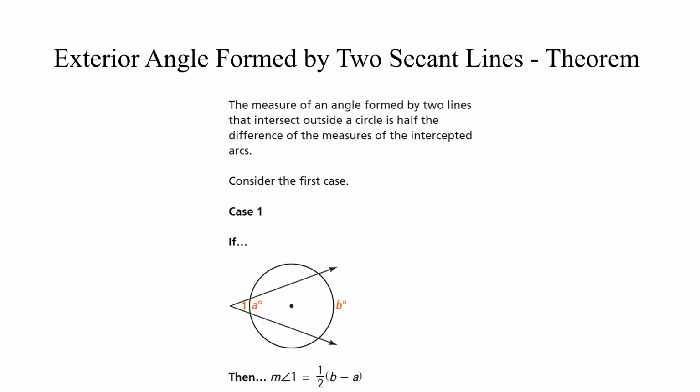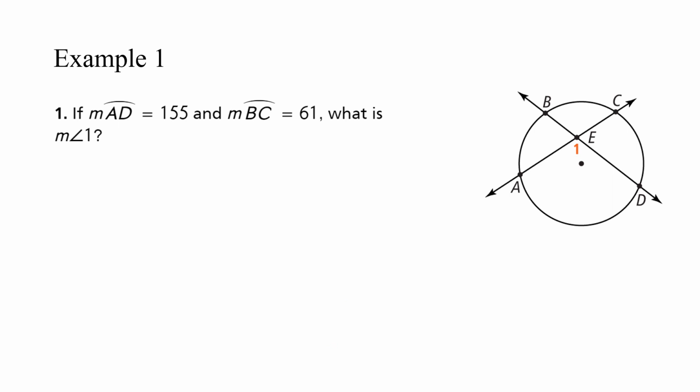For example, here I have angle 1, and the two secant lines are intersecting outside of the circle. Now notice that the equation is going to change slightly. You still need to know what this arc is, arc B. You still need to know what this arc is, arc A, but instead of adding them together, you're going to be subtracting them. So 1/2 times B minus A. Let's see an example of that.